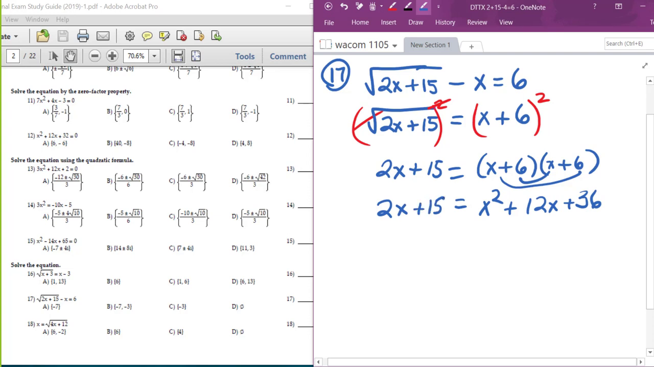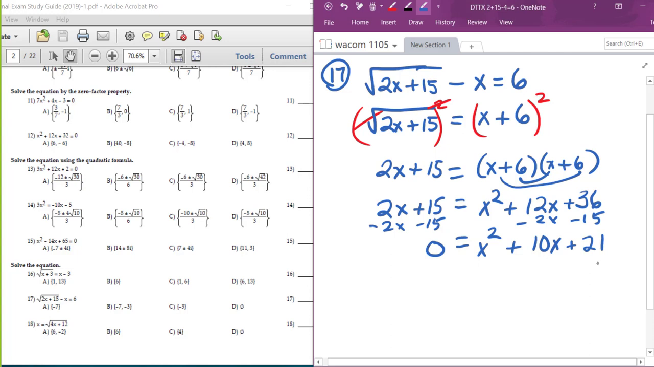And we have a quadratic equation. Seeing the x squared tells you to get a 0 on one side. You're not going to be able to isolate. So I'm going to move it so that my x squared stays positive. So I'm going to subtract 2x. That will give me 10x over here. I'm going to subtract 15. That will give me 21.